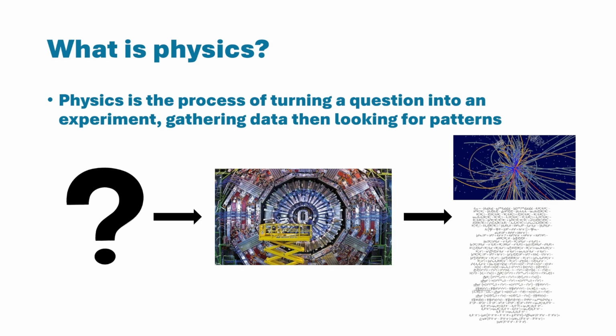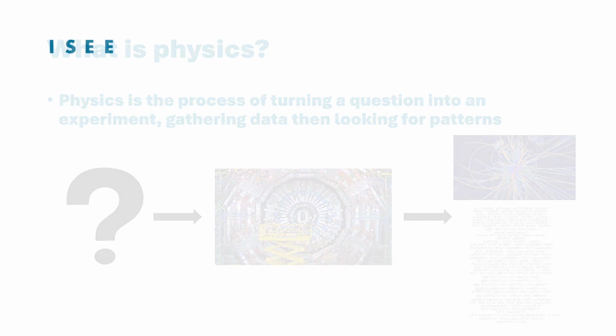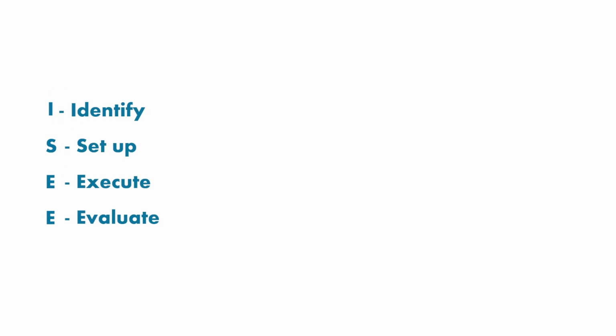So the very first thing I want to talk about is just a problem solving strategy that you should try and follow as we go through learning physics. An acronym for the problem solving strategy is ISEE. Here, I stands for identify, S stands for setup, E stands for execute, and the last E stands for evaluate.